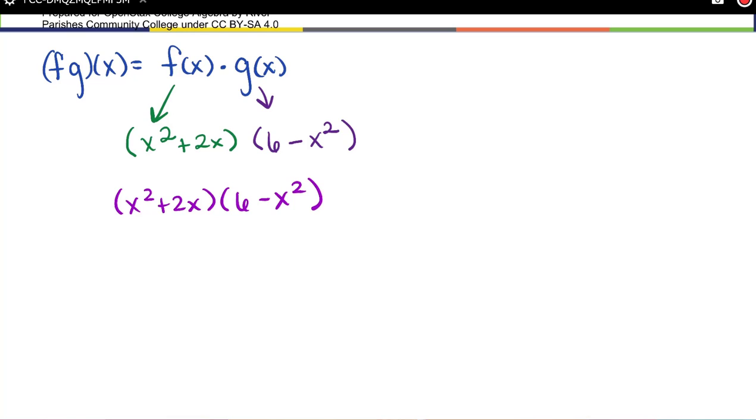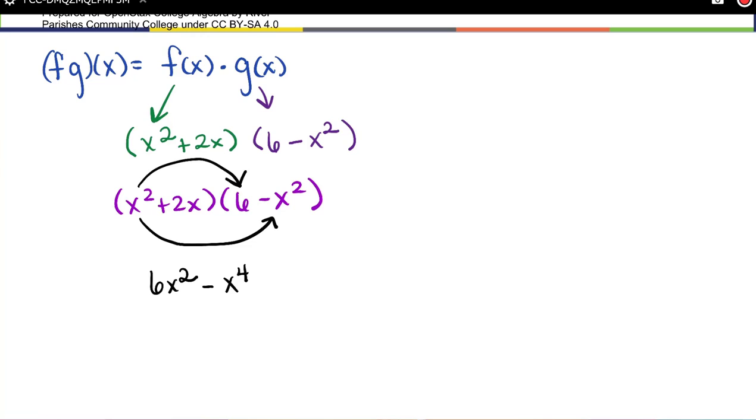Okay, so you're multiplying a binomial times a binomial, so 2 terms times 2 terms. What I like to do is distribute each term in the first parentheses to each term in the second parentheses, and then add any like terms. Some of you may know of this as the FOIL method. So if I do the first, x squared times 6, I'll get 6x squared. Then I'll distribute the x squared to the negative x squared, and that gives me negative x to the 4th.